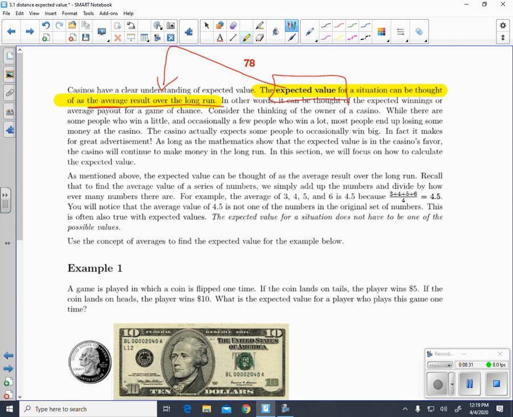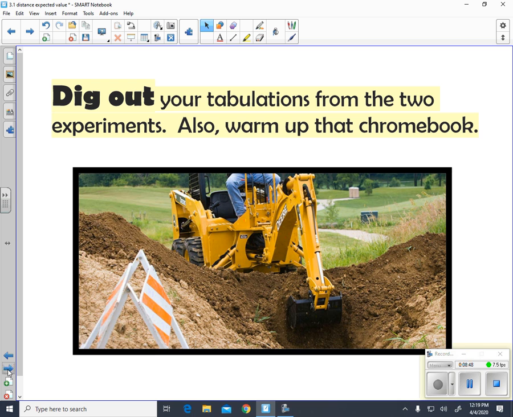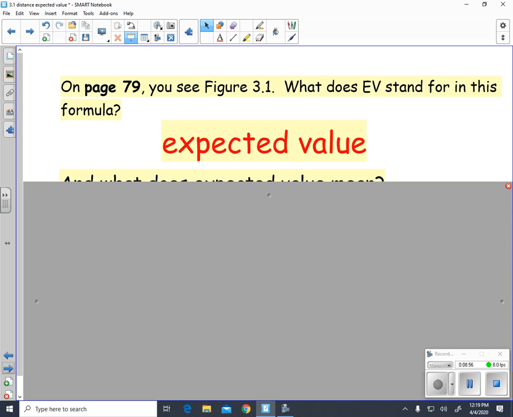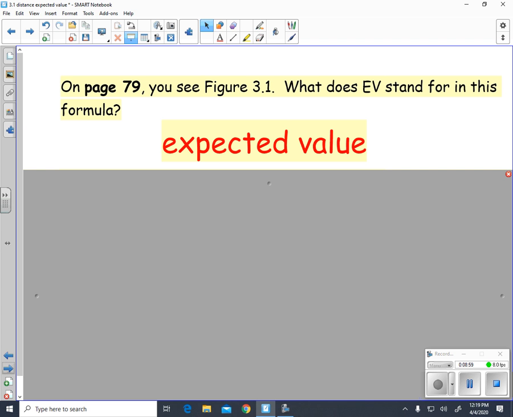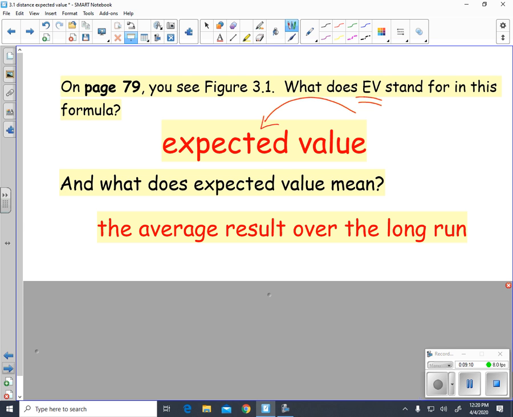So thinking back to those games, if you played and played the game for a long time, would you expect to be way in the hole and have lost a lot of money? Do you think it would be break even? Do you think you'd be making a whole bunch of money? And so again, I'm skipping through some of these screens, but on page 79, they give us a formula, and in the book, it just says EV, but EV stands for expected value. And then what does that mean? As I mentioned already.